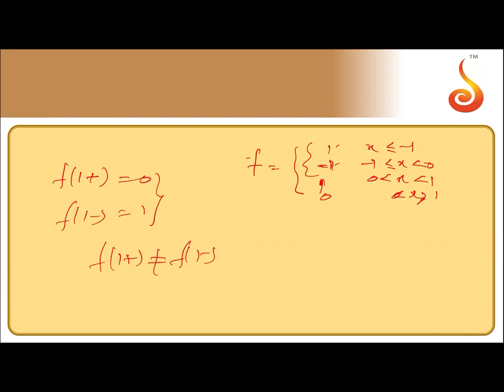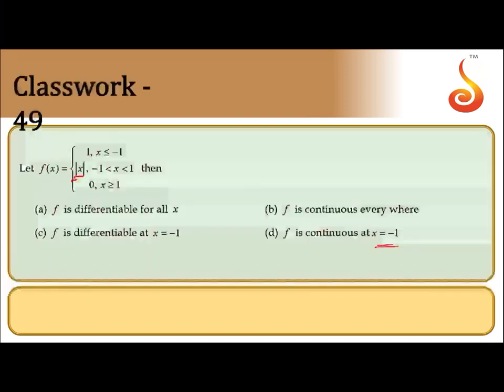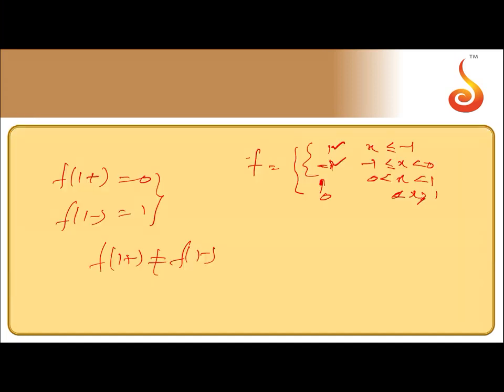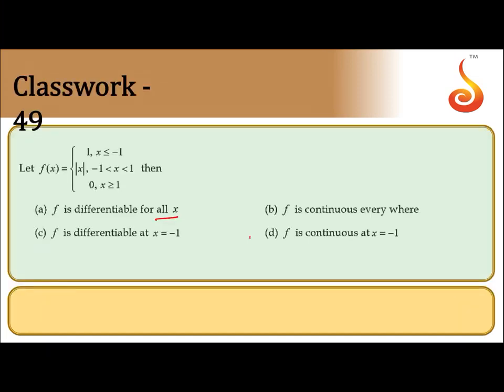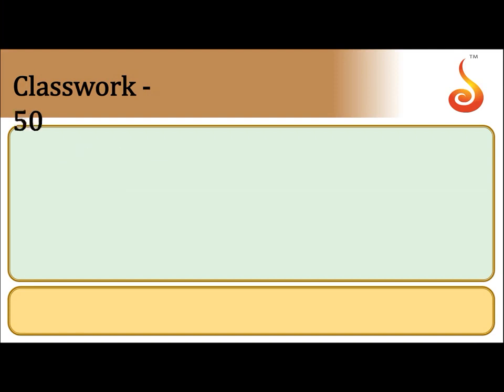Discontinuous at x equals to continuous because it is minus 1, this is a plus 1. Minus 1 plus 1. So it is supposed to be discontinuous at x equals to minus 1. Okay, right. Let me go for next one.